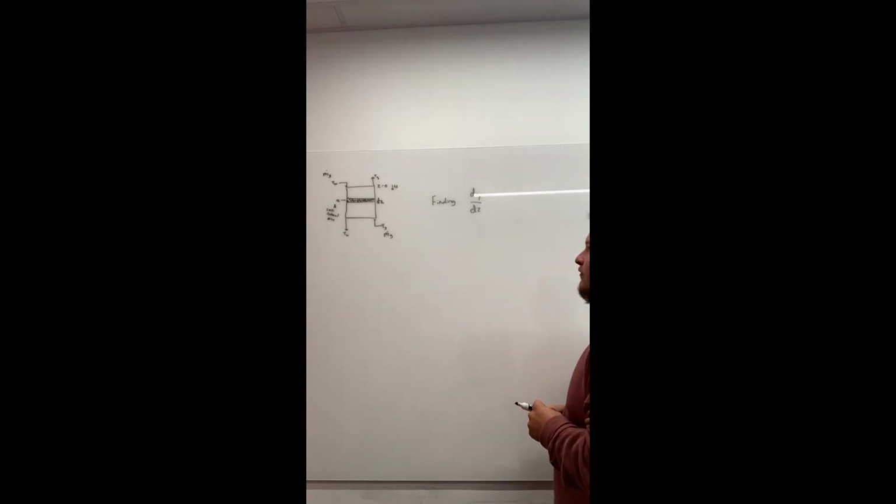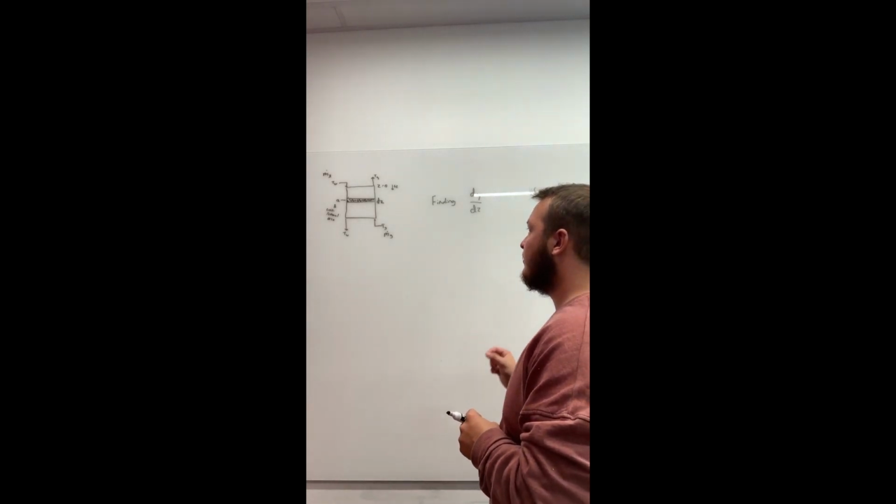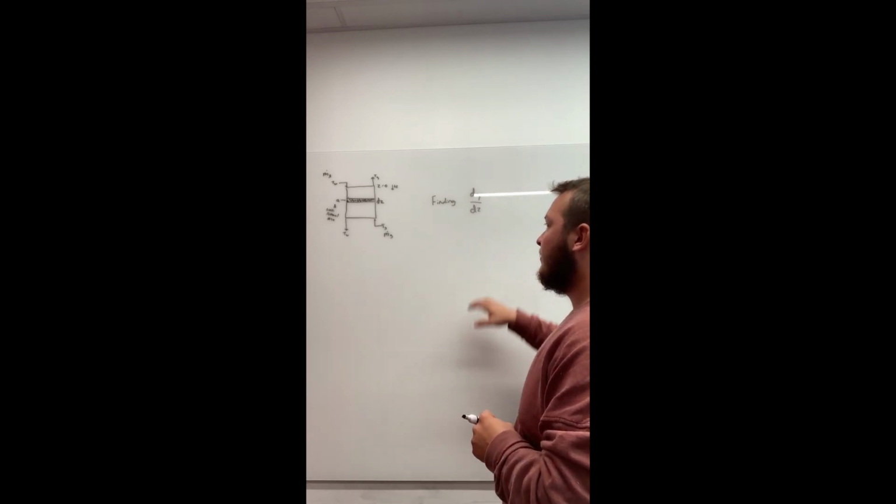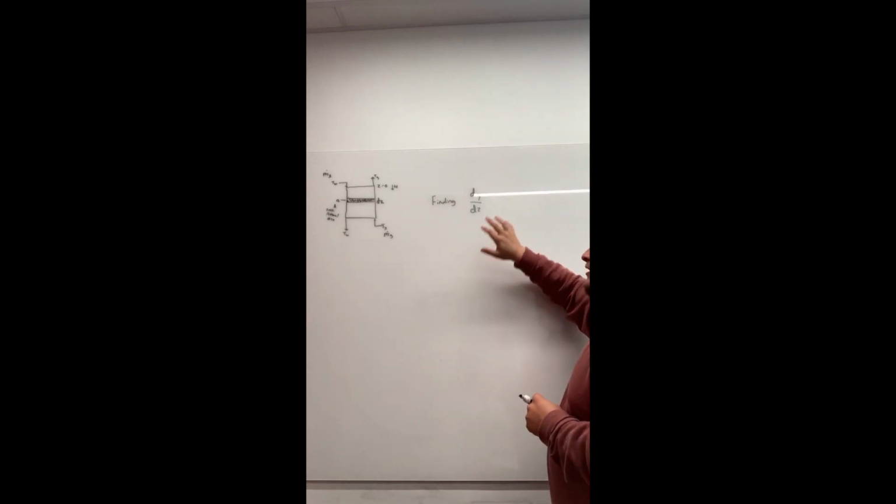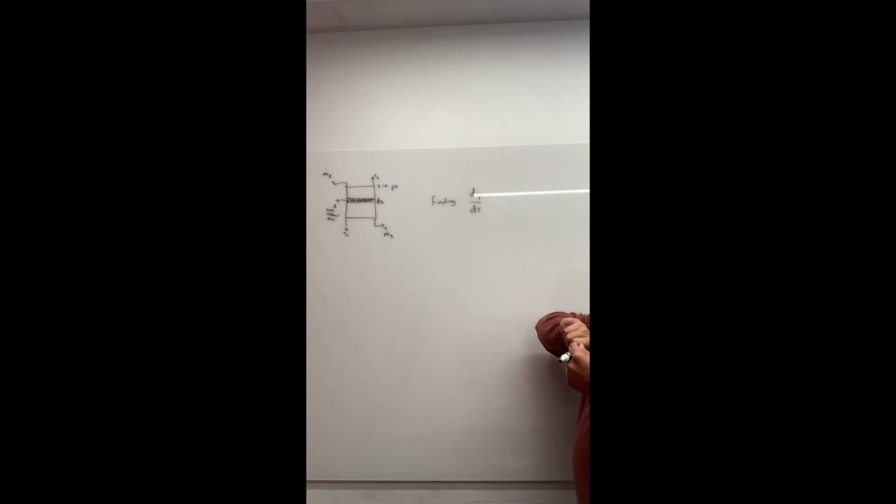So what we're looking for is three different differential equations. We can start by looking for dy over dz. That's the mass fraction of this whole tower.